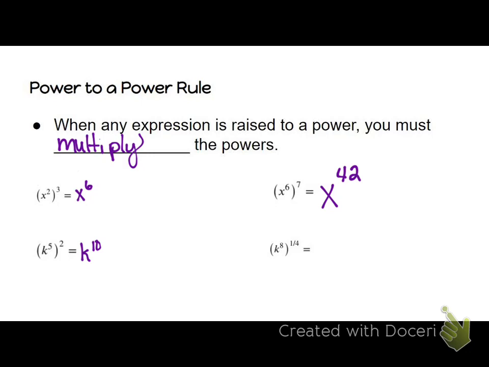Ooh, this is a tricky one. k to the 8th to the 1/4 power. What is that going to be? 3? No. 4? No. 2. So, how'd you get that? I just took 1 and... So you took 8 times 1, and then you divided it by? 4. Good. So we got k to the 2nd power. Questions? Comments? Okay. We're going to keep moving right along then.